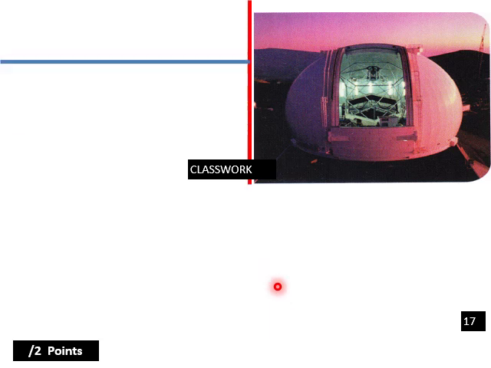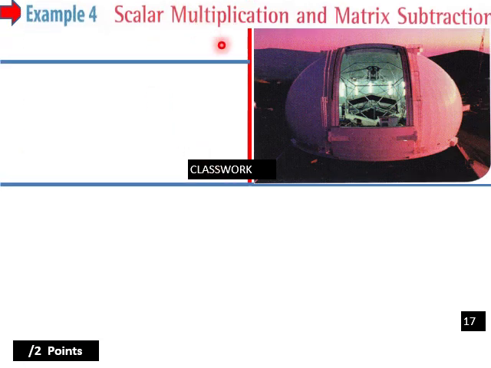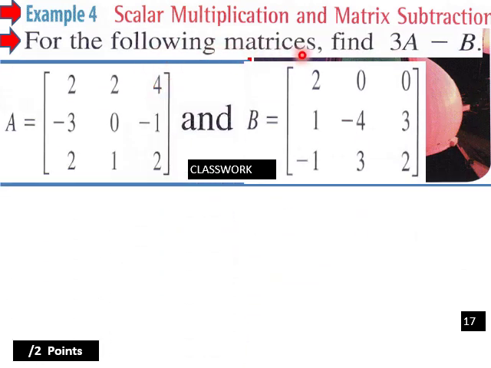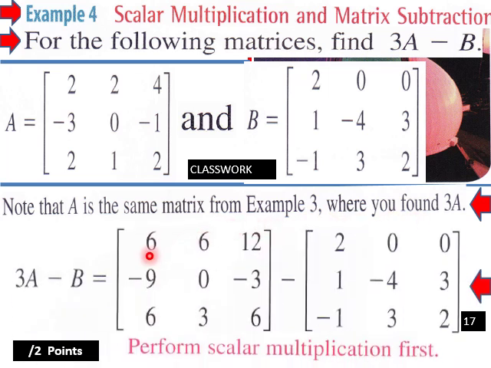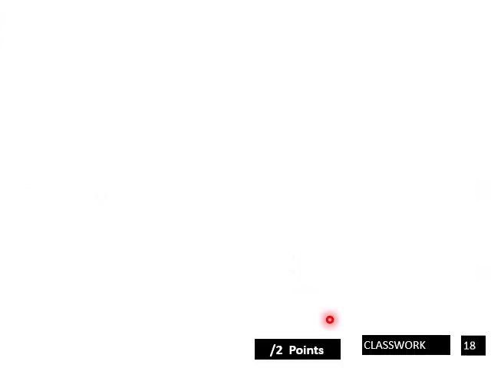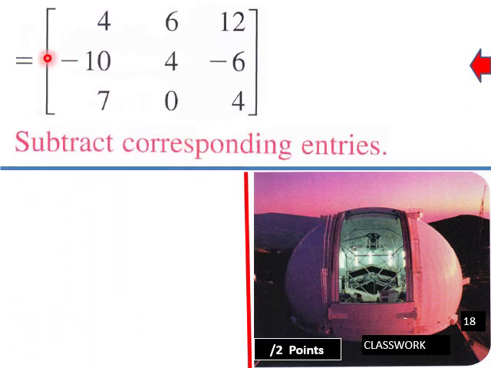Moving on now into example 4, scalar multiplication and matrix subtraction. For the following matrices, find 3A minus B. Note that A is the same matrix from example 3, where you found 3A, so we already know what 3A is. For 3A minus B, perform scalar multiplication first. Here's our 3A, and then our negative of B is here. So here is our setup for a subtraction problem. We subtract corresponding entries, and then we end up with this matrix here.